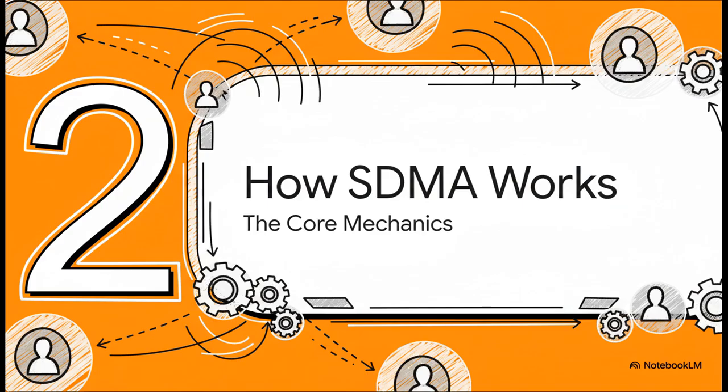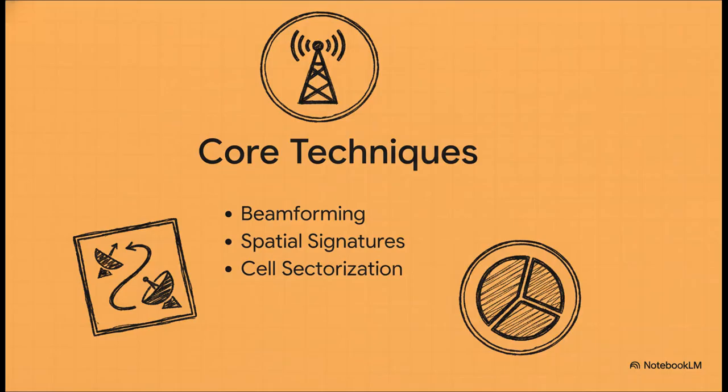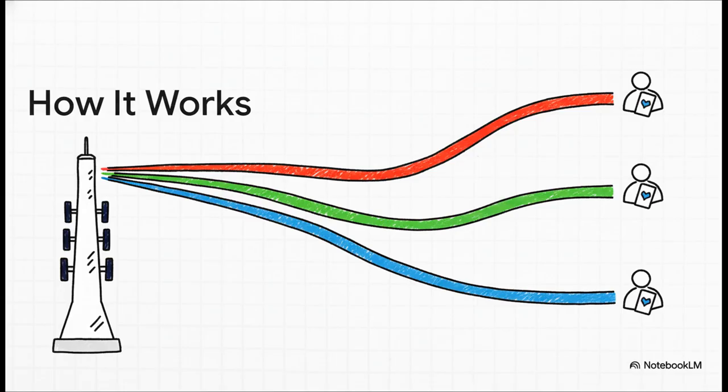All right, so how does a network actually separate users in physical space? I mean, it sounds like science fiction, but it's not magic. It's just some really clever engineering. Let's get into the core mechanics of how this all comes together. The secret sauce behind SDMA really boils down to a few key ingredients. We're going to look at 3 of the big ones: beamforming, spatial signatures, and something called cell sectorization. So let's start with beamforming.